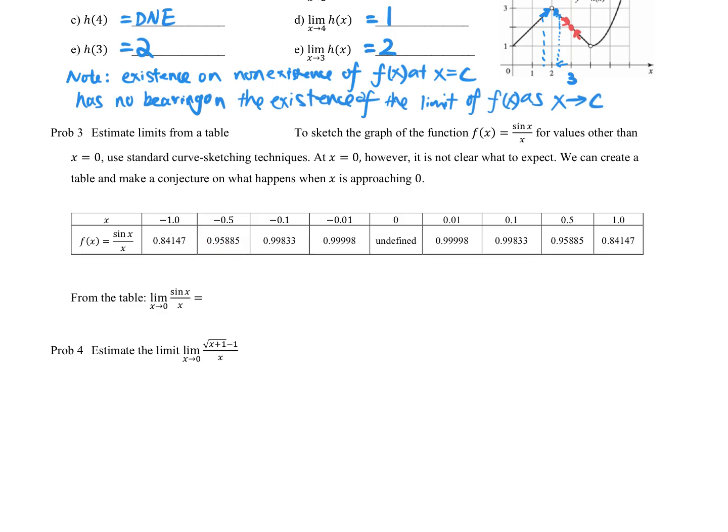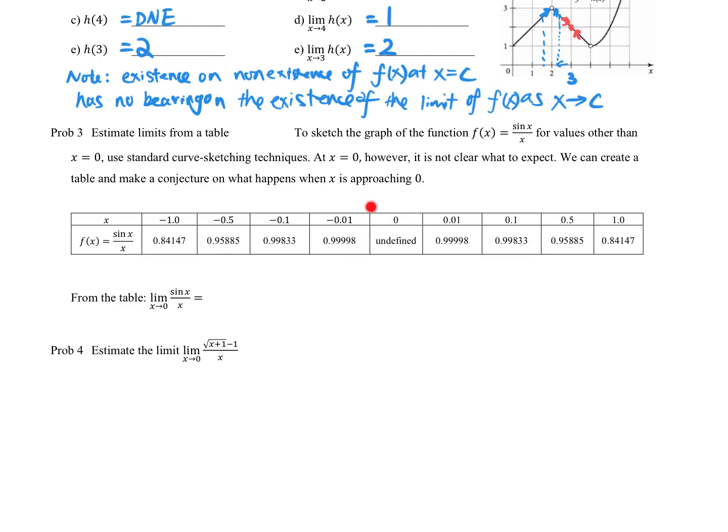0.95885. And when x is negative 0.1, sine of negative 0.1 over negative 0.1 is 0.99833, and so on and so forth. So when x is negative 0.01, which is quite close to 0 now, it is equal to 0.99998. Of course, if you want to see what happens when x is even closer to 0, you can pick some other points.